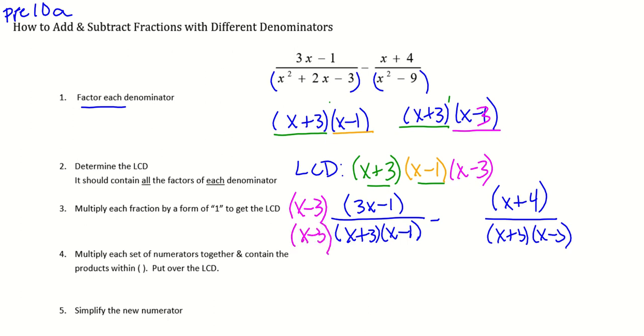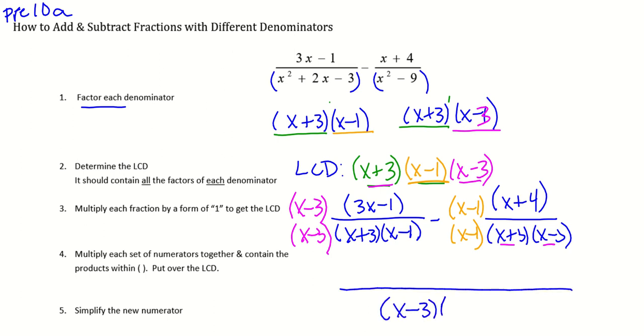Now I'm going to look at my second fraction, and my second fraction has this x plus 3 and it has the x minus 3. What it's missing is this x minus 1. So I'm going to multiply top and bottom by x minus 1. So now both fractions have a common denominator. So I'm going to write down that common denominator, x minus 3 times x plus 3 times x minus 1.